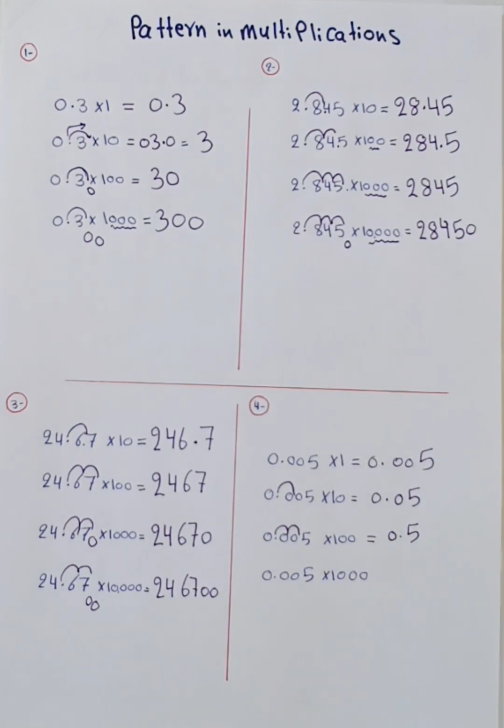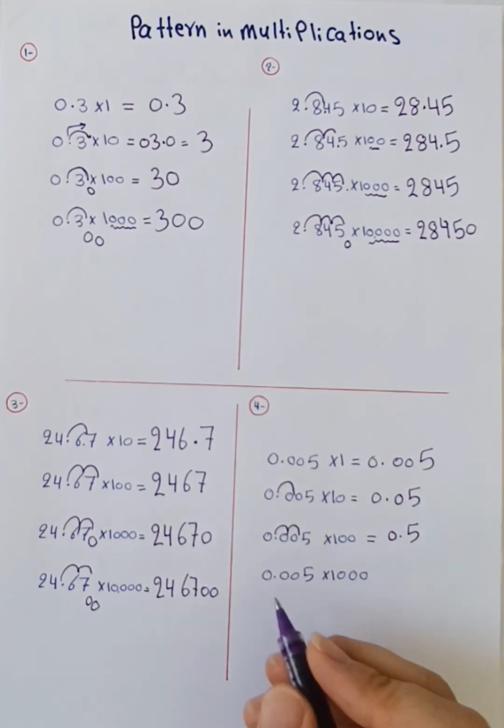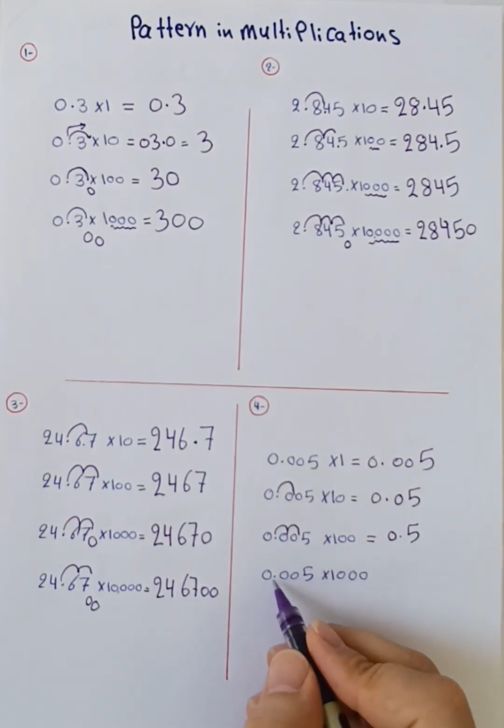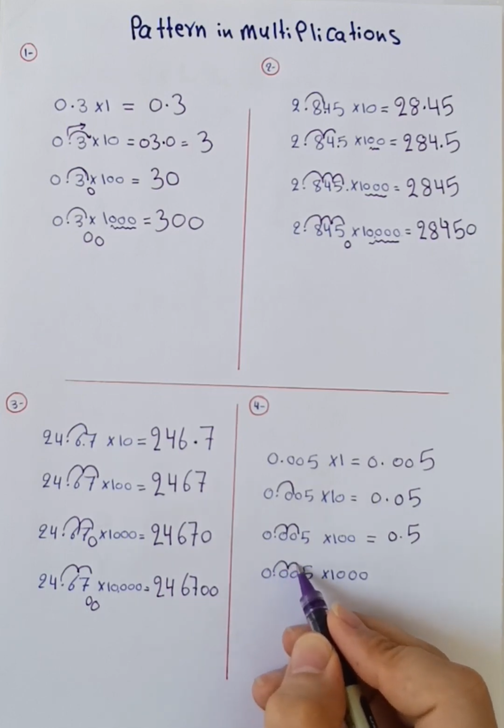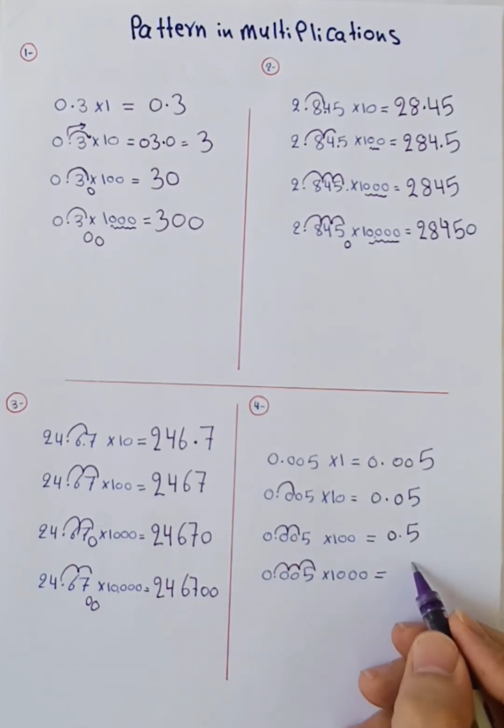After that, when we multiply by 1000, this decimal point moves 3 steps to the right side, 1, 2, 3, equal to only 5.